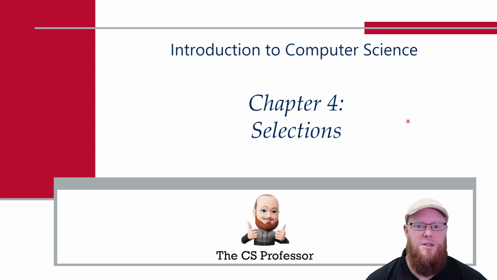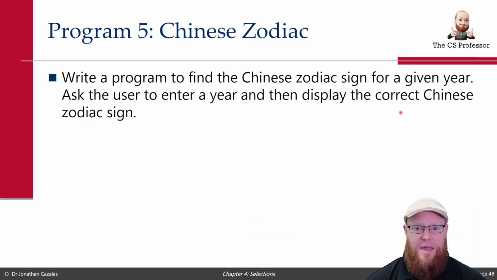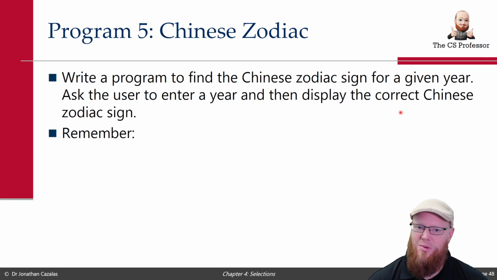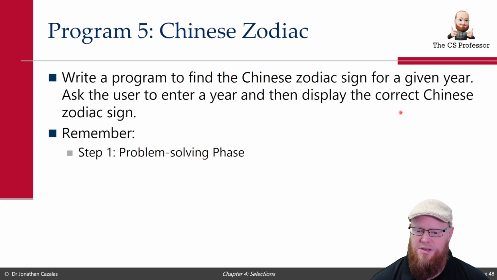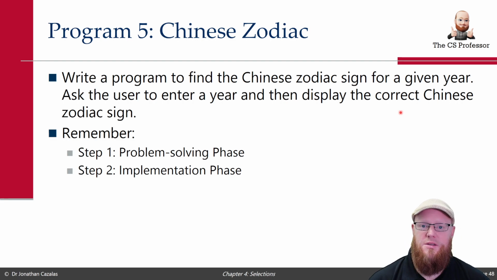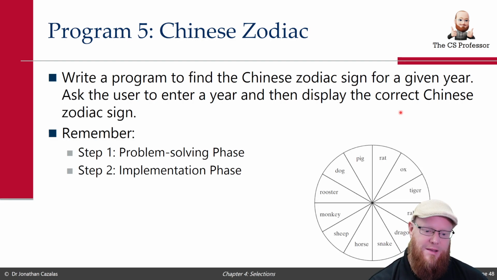Here we go, continuing our work on selection statements, these if-else statements in Python. Last time we ended with this Zodiac example. Just as a warm-up, let's revisit this example. We want to ask the user to enter a year, the year they were born, or some other year, and then we would like to display the correct Chinese zodiac sign.